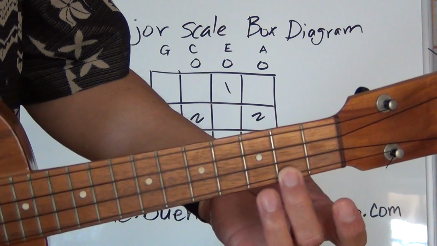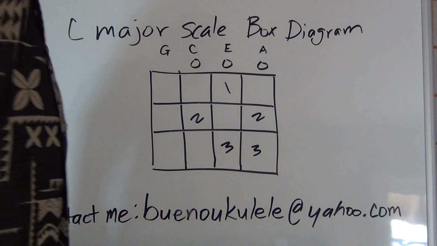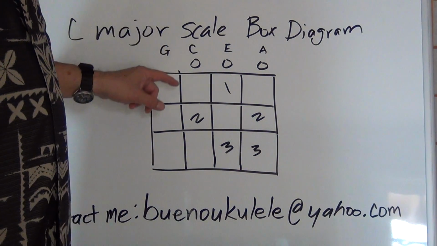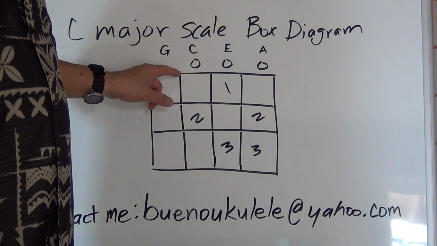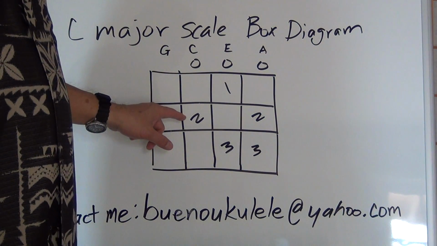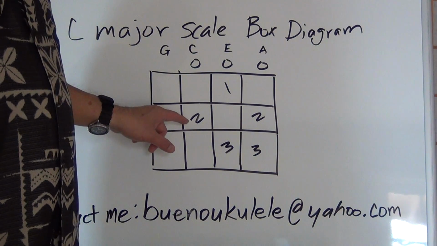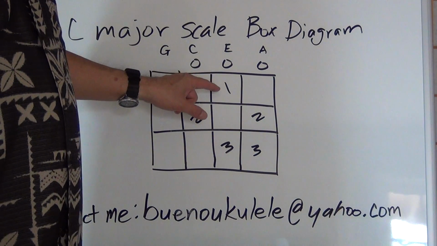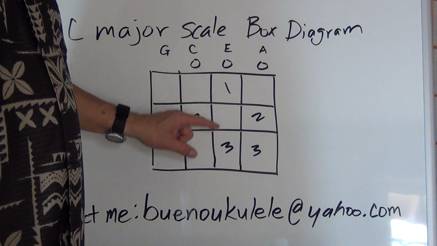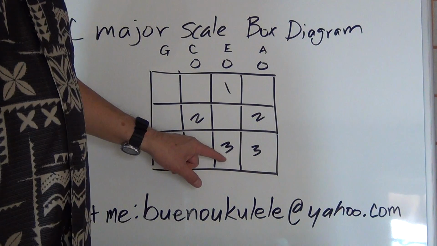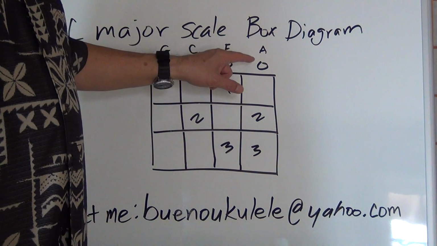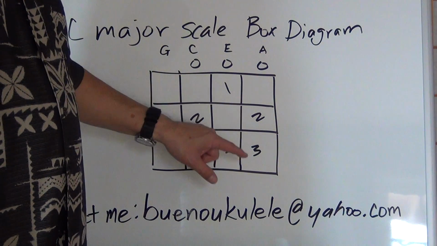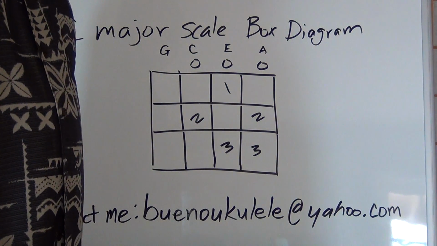Second finger, third finger. Okay, so the C major scale goes as follows. You start with an open C. Next would be the second finger on the second fret, third string. Next, open E string. Next would be the first finger on the second string, first fret. Next would be the third finger, third fret. Lastly, the first string, open A string, second finger, second fret, first string, third finger, first string, third fret.